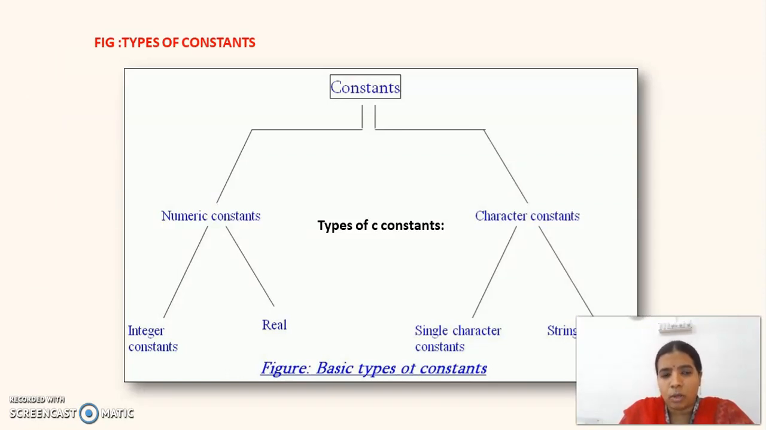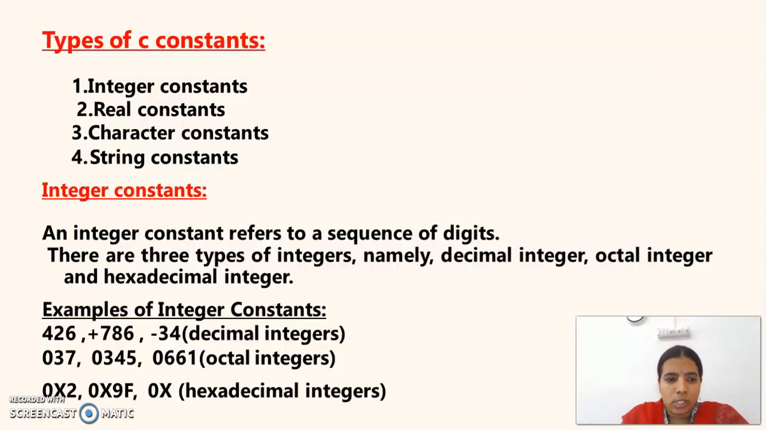Now it's time for us to see the types of constants. They are numeric constants and character constants. Numeric constants are again divided into integer constants and real constants. Character constants are single character constants and string constants. Before we proceed further, we'll just stop here for a while. Have a look at this picture. Constants are of two types, numeric and character. Integer constants and real constants come under numeric. Character constants will have string constants and single character constants. So we'll just proceed now.